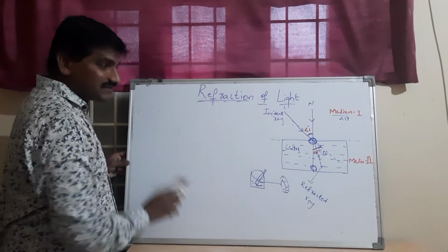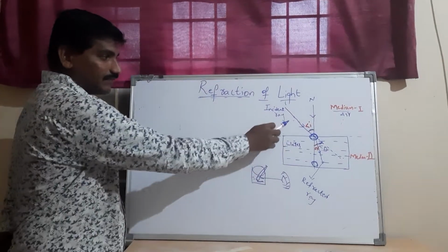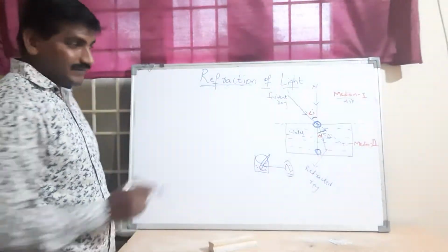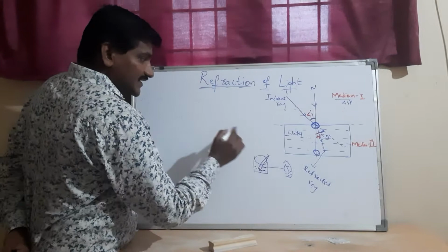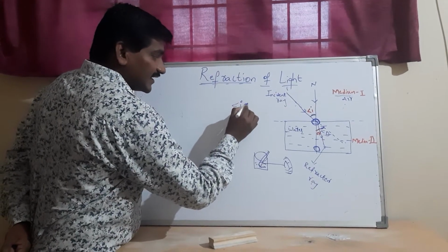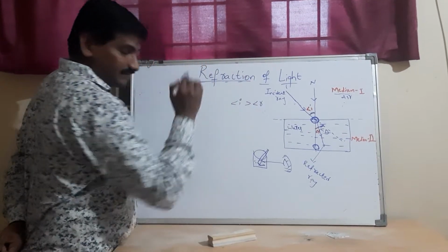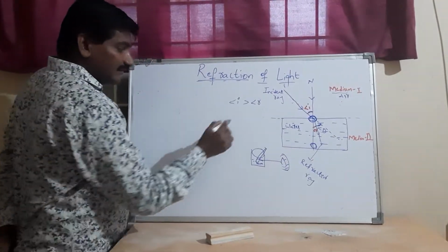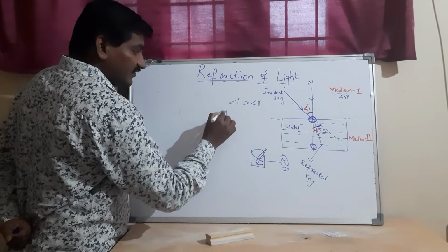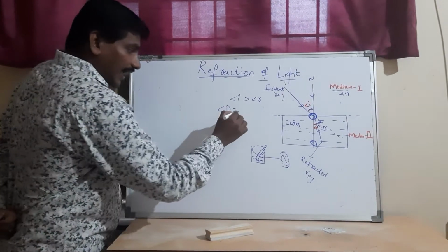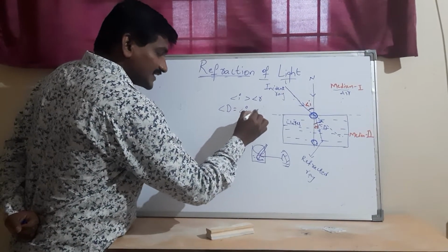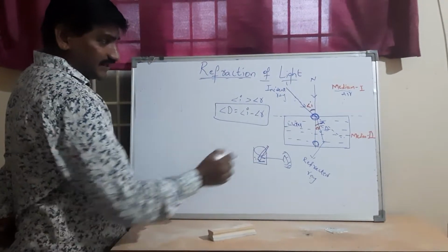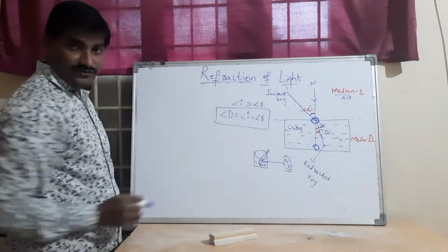Now in this diagram, the light ray passes from rarer to denser, so it bends towards the normal. Here the angle of incidence is always greater than the angle of refraction. Therefore, how much the light ray has deviated, I can write: angle of deviation is equal to angle of incidence minus angle of refraction. That is when the light ray passes from rarer to denser medium.